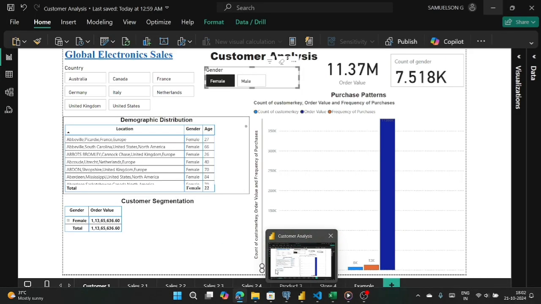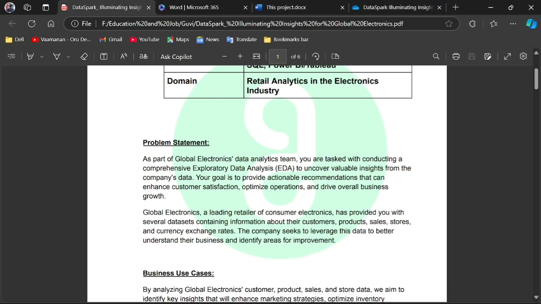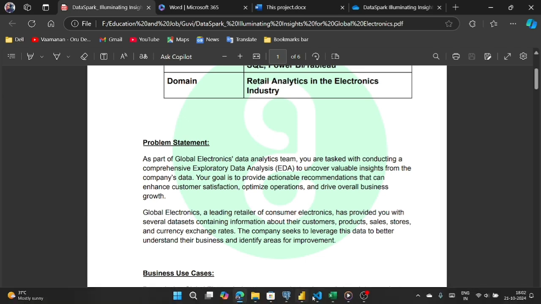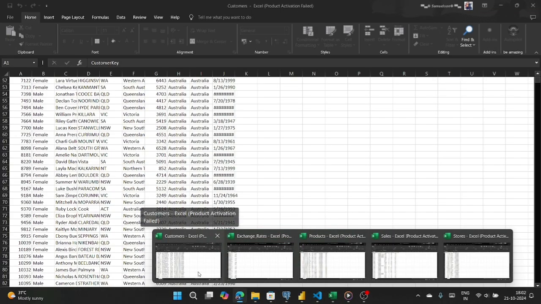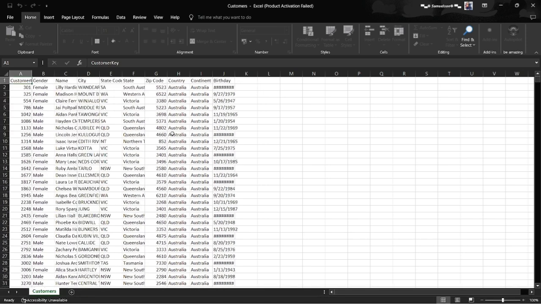Okay, let's see. Your goal is to provide actionable recommendations for future growth. Our goal is to recommend what enhances customer satisfaction, optimizes operations, and drives overall business growth. You can see what I told you: Global Electronics is a leading retailer of consumer electronics and has provided you with several data sets, like customer details. Customer details means name, gender, city, state, country, birth date, like that.